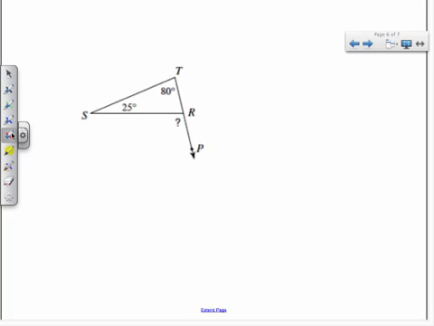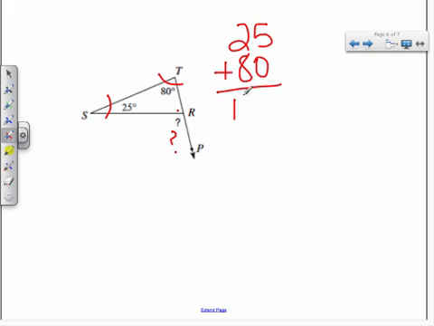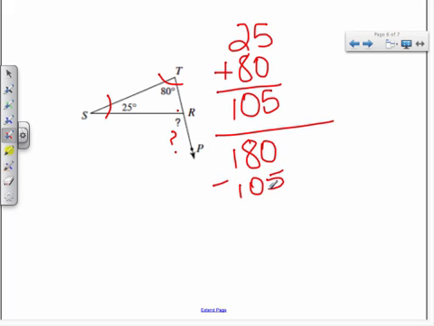All right, so in this example right here, we're given the two remote interior angles, and we're asked to determine what this exterior angle is. So I'm going to figure out what this missing angle is right inside of here. In order to do that, I'm going to add up the two angles that I do know in my triangle. So 25 plus 80 is 105. And then I'm going to subtract 105 from 180 because the angles in a triangle add up to 180. So this right here is going to be 75 degrees. So I know this angle is 75 degrees.